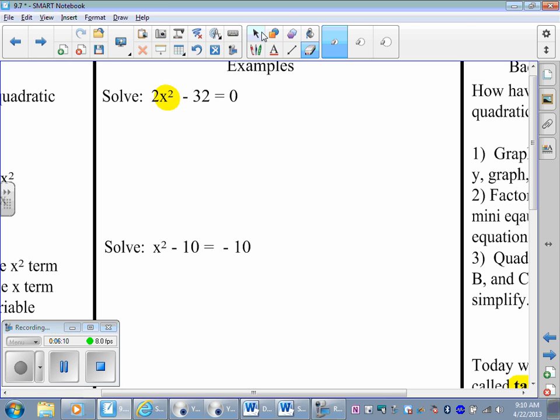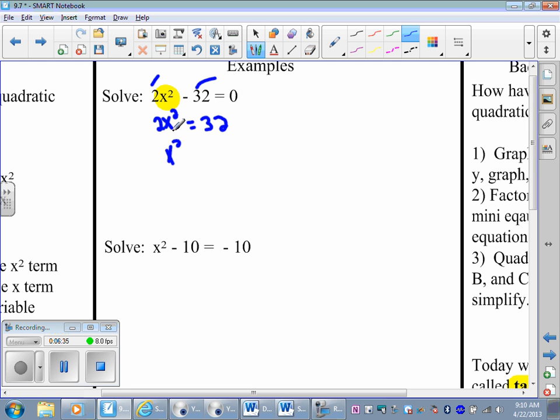So how am I going to do that? Well, I'm going to have to move two things. I'm going to have to move this and this. Now, which one should I move first? Well, we're solving, so we're really working PEMDAS backwards, so to speak. So I'm going to move that negative 32 first, so it becomes 32 over here. Then I'm going to divide by 2 to undo the multiplication by 2.